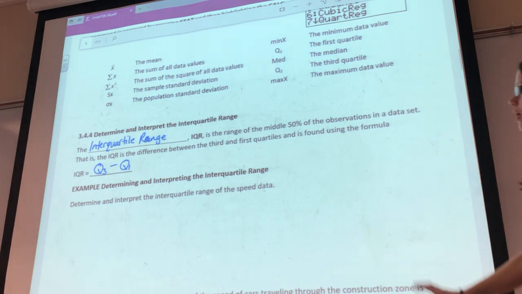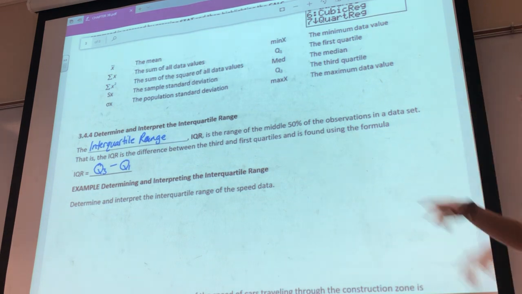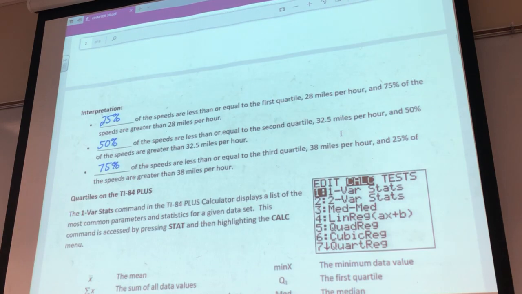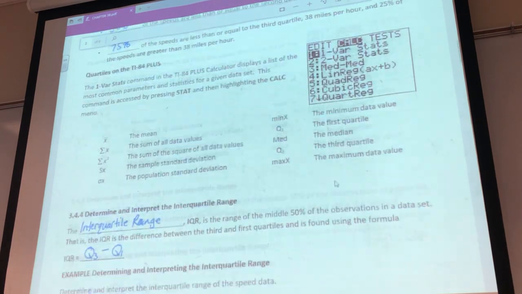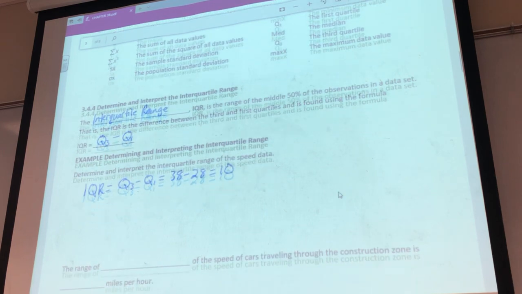Okay, so we're going to find, I don't know why I left this one so blank, we don't really need that much space to work, but we're going to find the interquartile range of the speed data. So to find our interquartile range, we're going to do Q3 minus Q1. For that example, I think it was 38 and 28. So 38 is the largest one, 28 is the smallest one, and that's going to be 10. And that's our interquartile range.